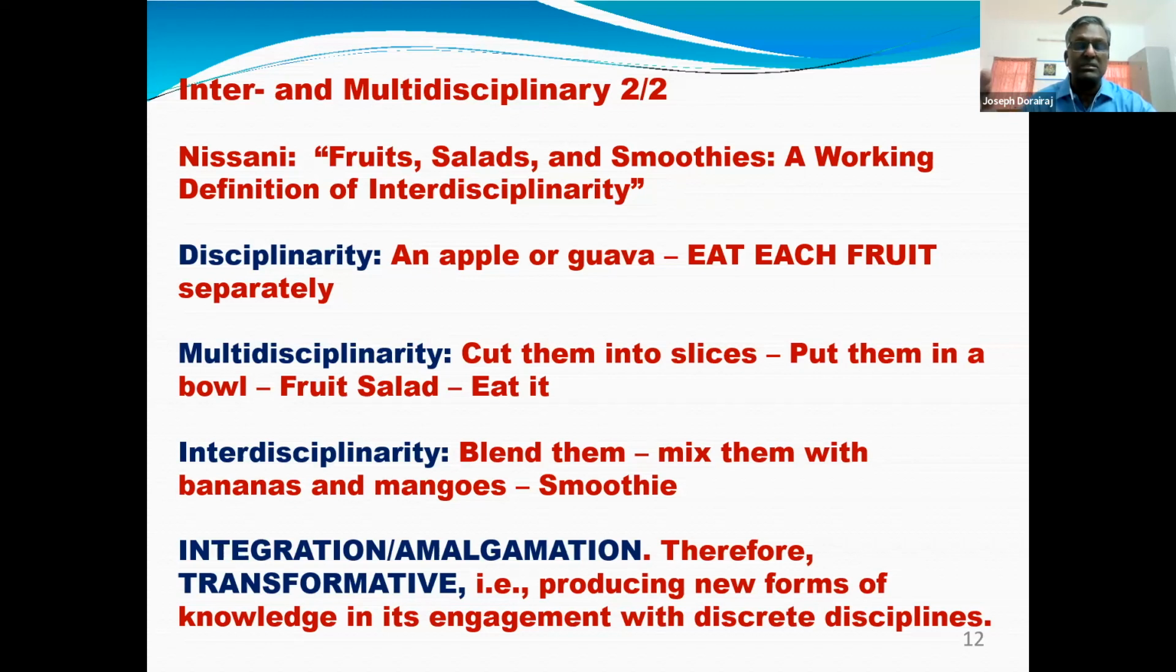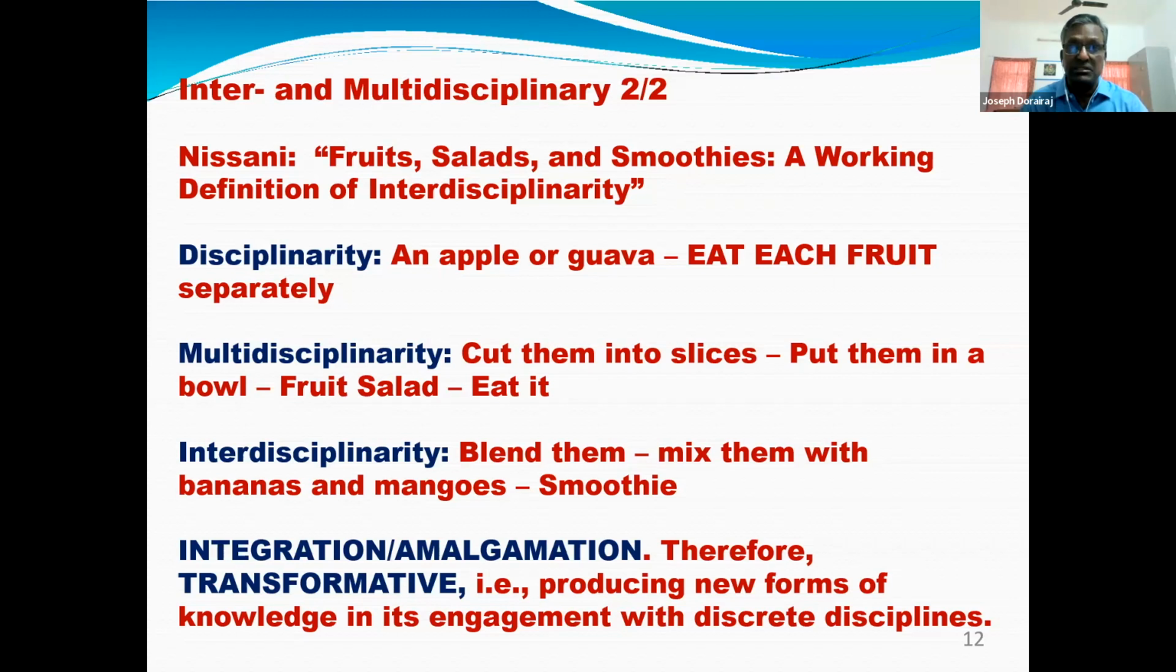Okay, so here is an option for you. You take an apple, you cut it into pieces, and you take a banana, you cut it into pieces, then you take a mango, you slice it and cut it into pieces, put them all in a bowl, and you have fruit salad. So this would be multidisciplinary.